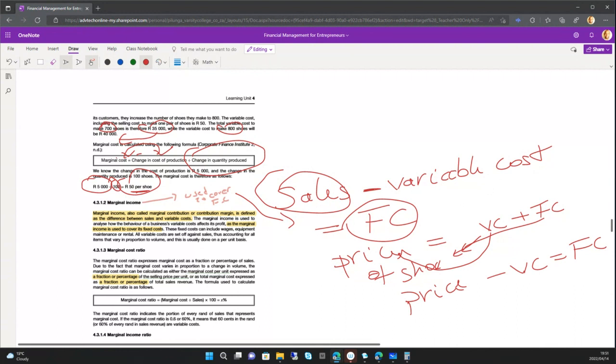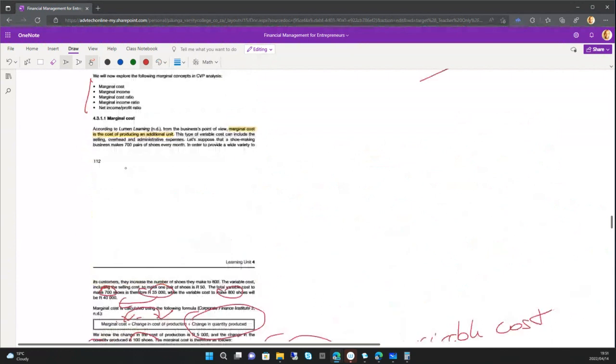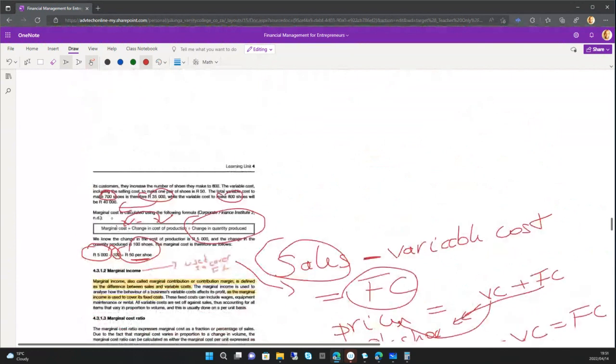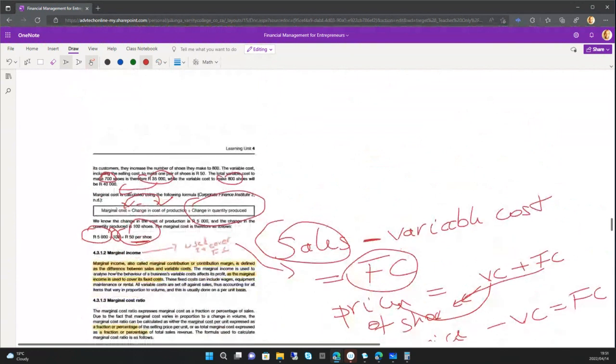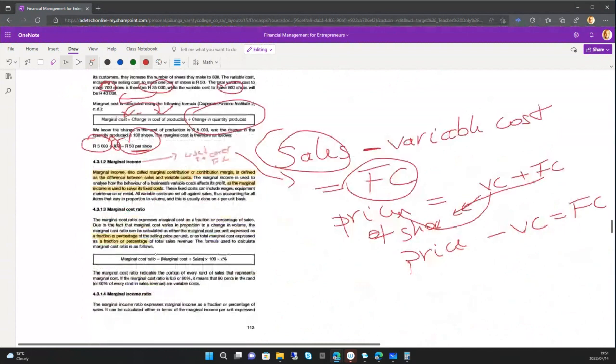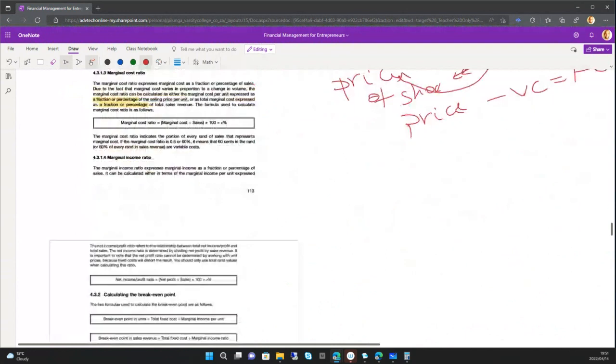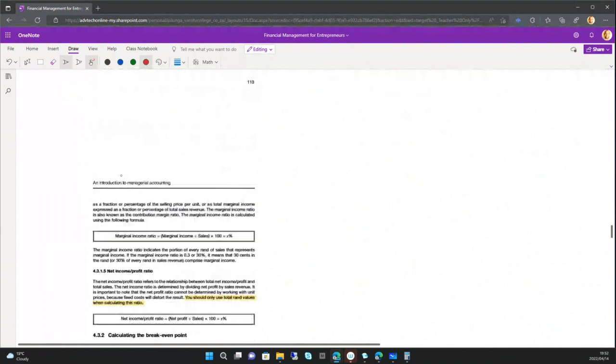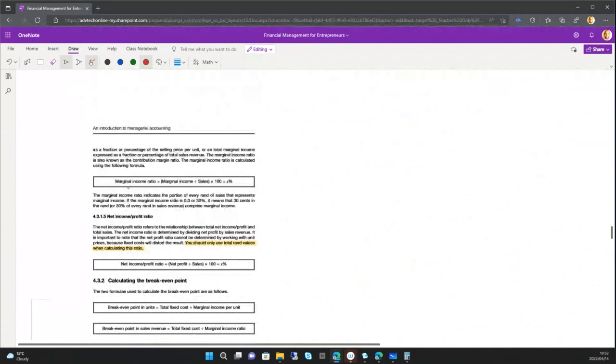All right, and the marginal cost ratio, this is just the ratio for the marginal cost, and there is also a ratio, a percentage for the marginal income, and that ratio is always divided by sales, right? So the marginal cost ratio, you take the marginal cost, you divide it by sales times 100, because you're looking for a percentage. A ratio is a percentage. The same thing for the marginal income ratio. You're going to divide the marginal income by sales.